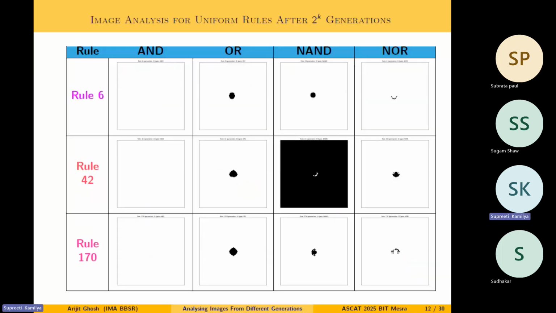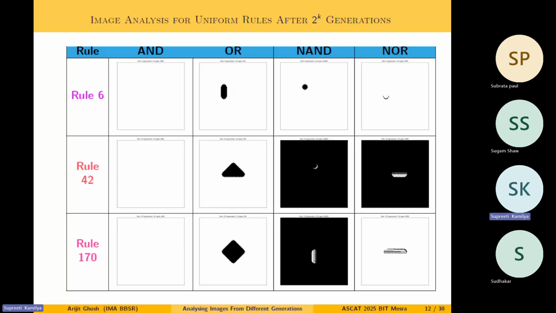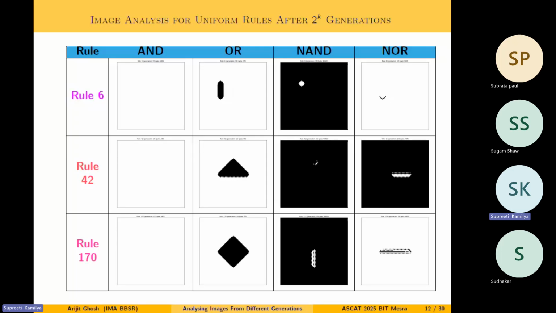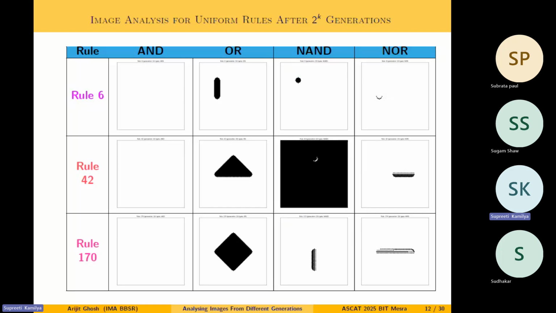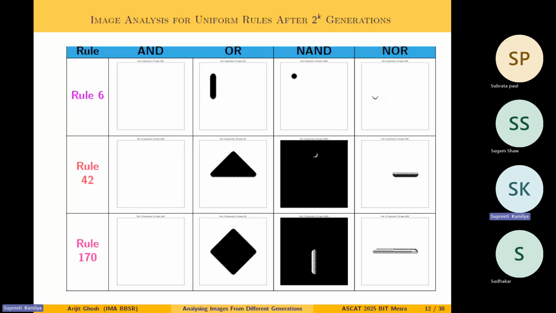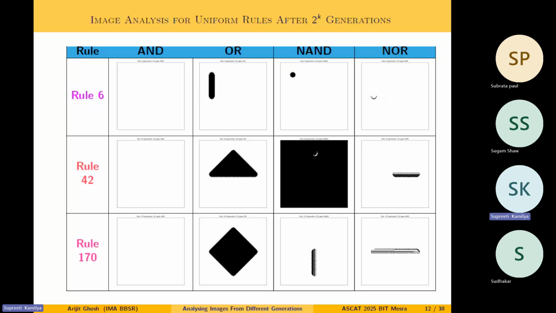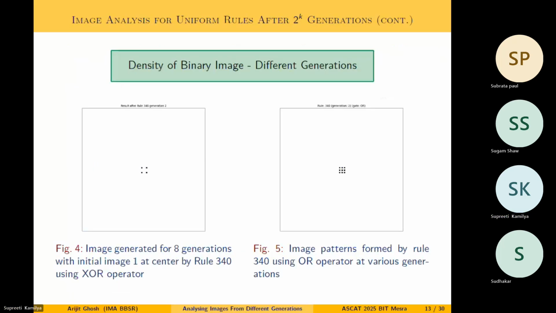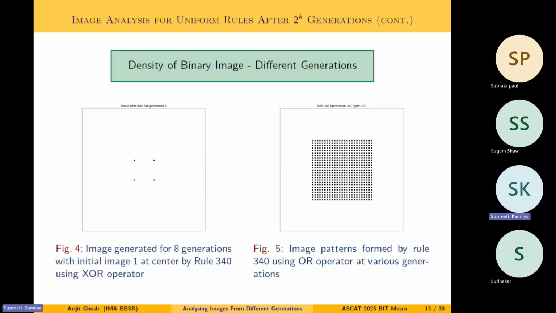This I have already told. Since our quest is not only confined to the XOR operator, here I show the images being generated for various operators and using different rules, like we have used the operators AND, OR, NAND, NOR, like this. On the left hand side, we have used the XOR operator and have taken rule 340. Rule number 340 is a group 4 rule. As such, we will be getting 4 images at respective generations.